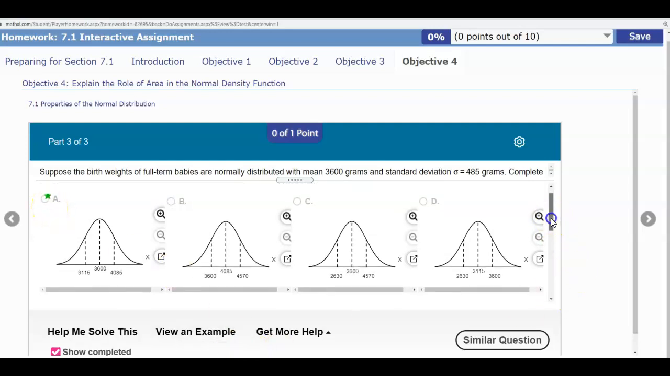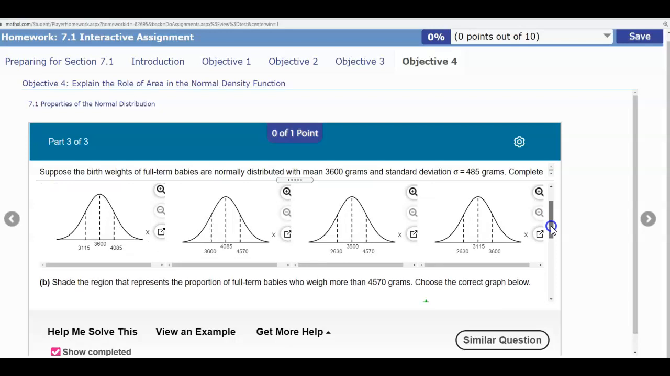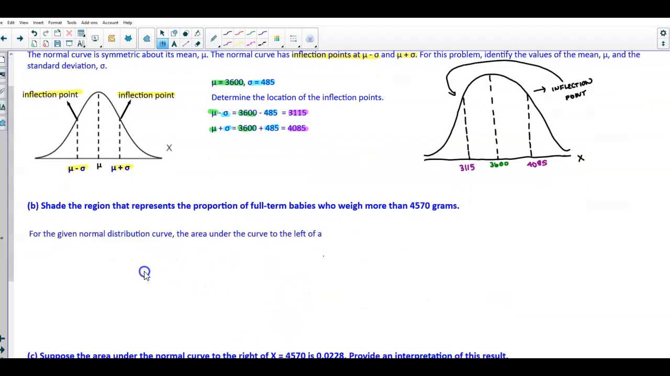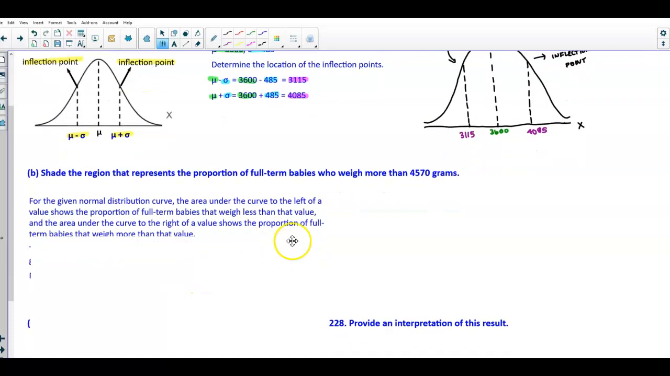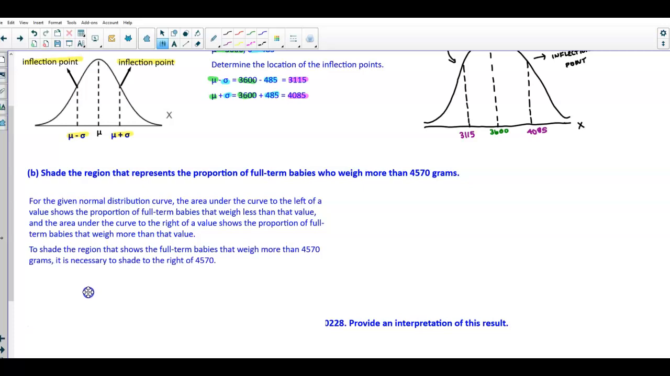Now the next question asks us to shade the region that represents the proportion of full-term babies who weigh more than 4,570 grams, and then choose the correct graph below. For the given normal distribution curve, the area under the curve to the left of a value shows the proportion of full-term babies that weigh less than that value, and the area under the curve to the right of the value shows the proportion that weigh more than that value. So we want to shade the region that shows the full-term babies that weigh more than 4,570 grams, and it is necessary to shade to the right of 4,570. Let's go ahead and draw our bell curve.